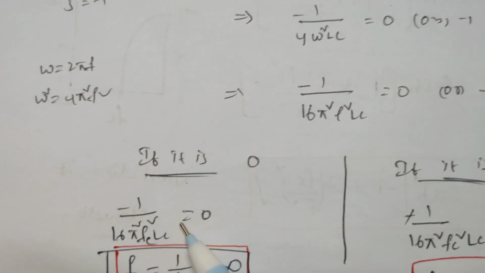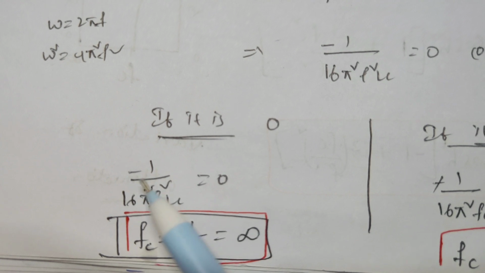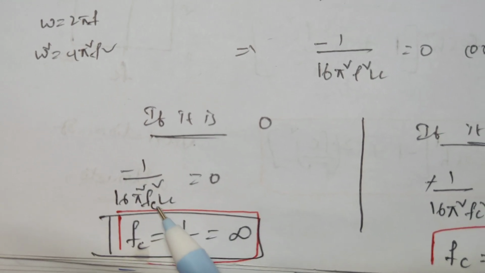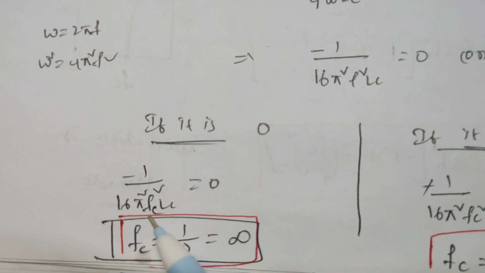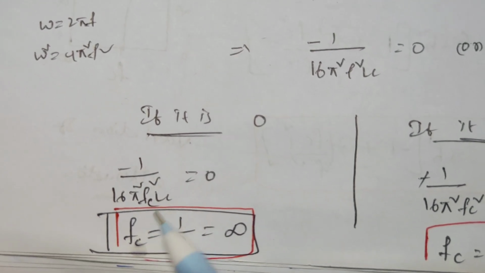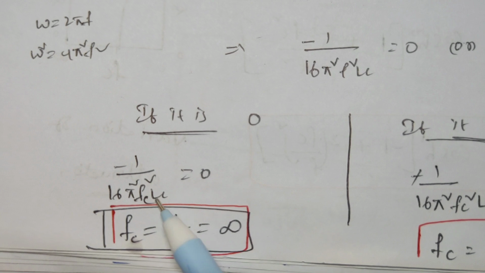Equate this value to either 0 or minus 1. If we equate it to 0, then minus 1 by 16 pi square fc square LC is equal to 0. Here we want the value of fc. Simply move this term to this side, and move this 0 to this side.